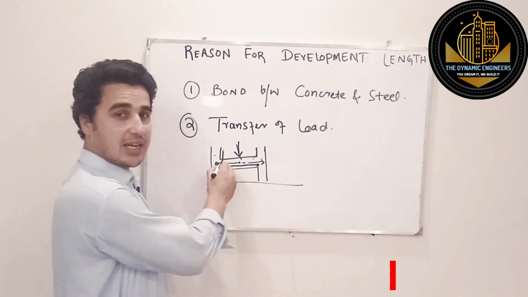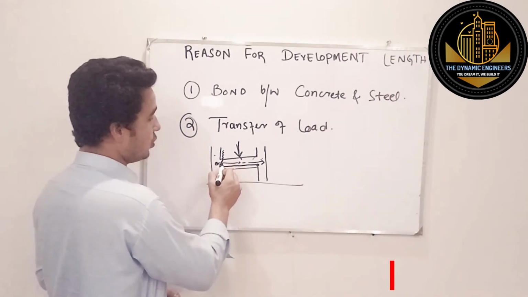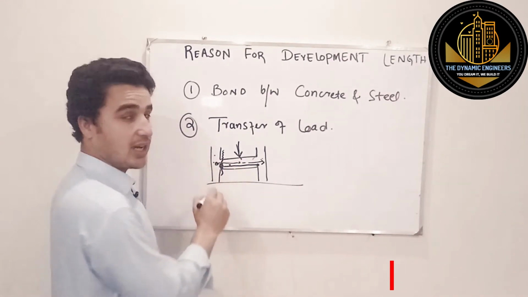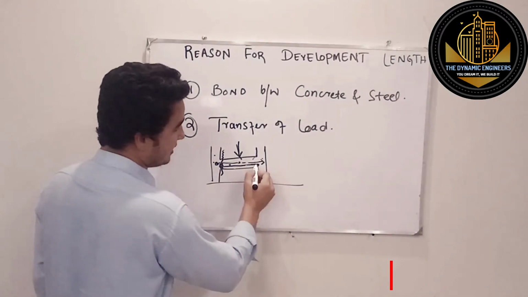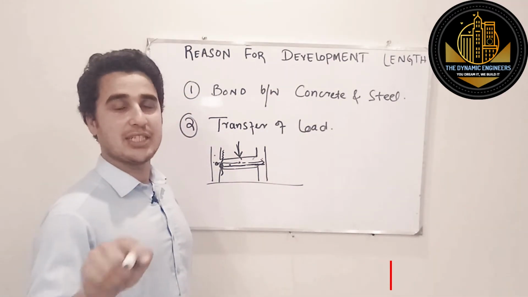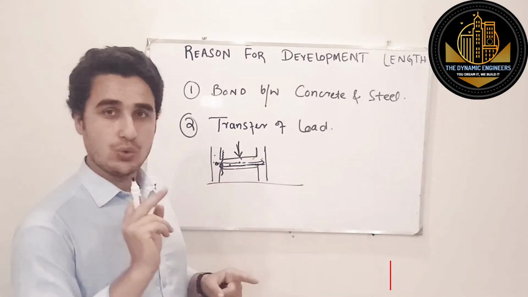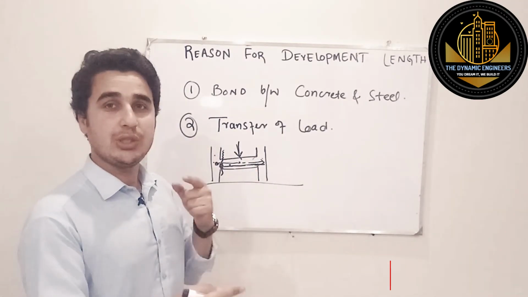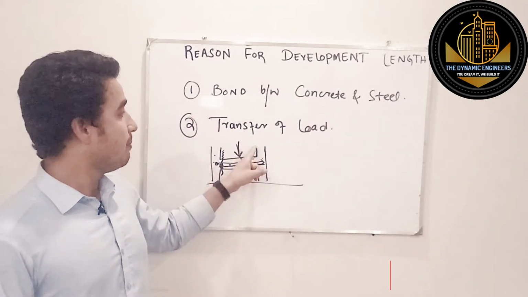So if the steel bars are terminating here, then there is no chance of transfer of this load from this beam to this column. So to transfer this load, you will have to embed this steel into this column up to a length, and that length is actually the development length. So I hope that you understood why we provide an extra length into a column.